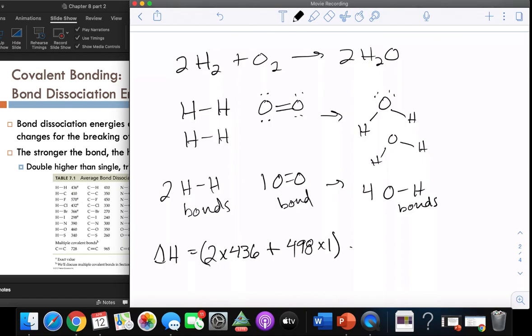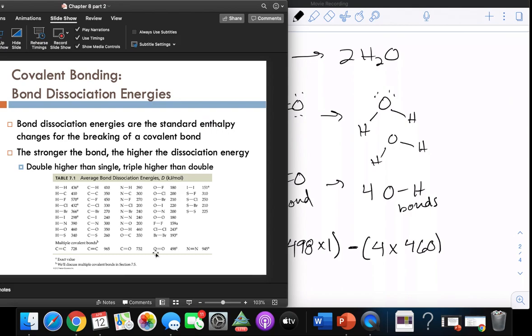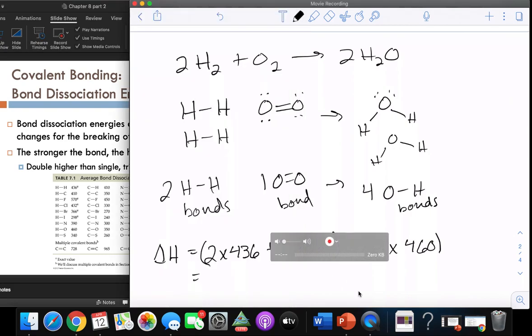There's all my reactants, and then I need to subtract my products, which is going to be 4 times, in this case, hydrogen-oxygen is 460. Right? And now I'm going to have to take a second to think about this and do the math myself. So we have oxygen double, okay, it was 498. I don't have a calculator sitting next to me, so I'm attempting to do this quickly in my head.